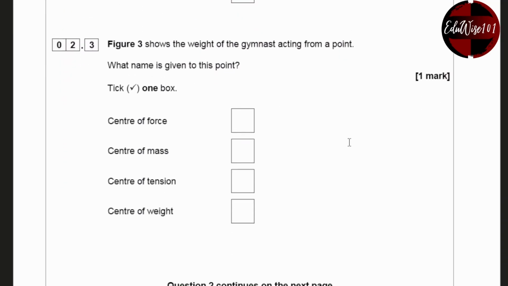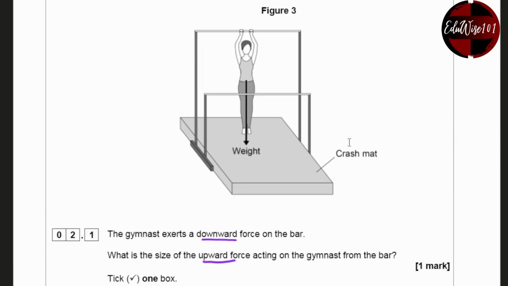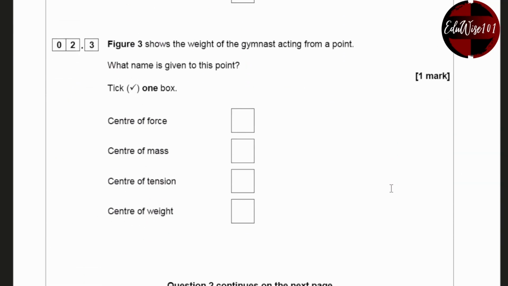Figure 3 shows the weight of the gymnast acting from a point. What name is given to this point? So let's have a look at figure 3 again. The arrow, from the middle, the belly button, is pointing down. Why are they drawing it from there? That's because that's where the center of mass is actually acting. So the name given to this point is the center of mass. Next question.